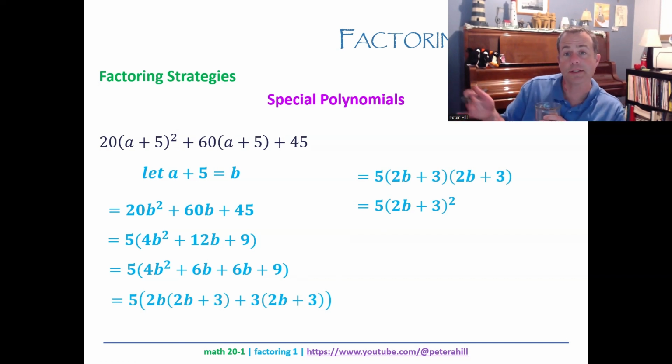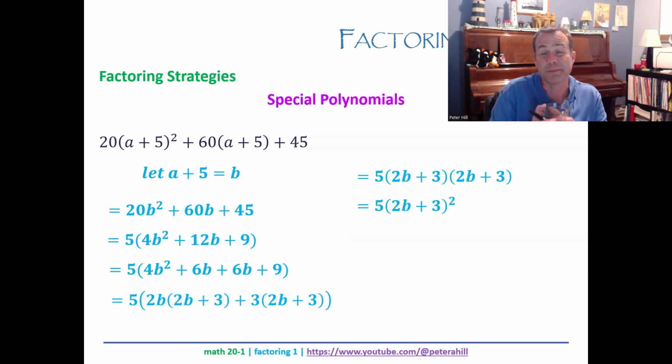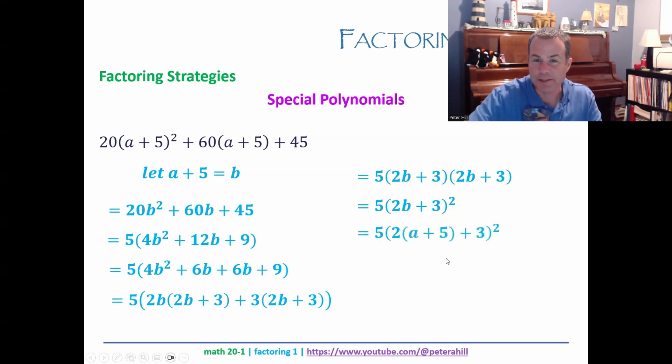Except now is the time for our reality check because b was never there. b's not b. b is a plus 5. So I'm just going to sneak the a plus 5 back, and then I'll clean this up. When I go to clean this up, I've got 2a, and then I've got 10, and then plus 3. So I know 10 plus 3 is 13. So I'm just going to go right to saying that's 2a plus 13. Okay? Awesome.